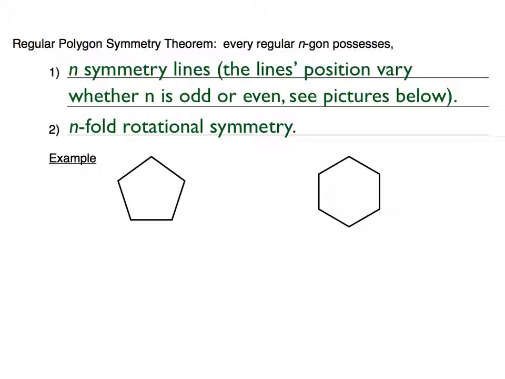Okay. So here are our two types of symmetries. We have talked about both of these before. We have rotational symmetry and we have our reflection symmetry, over symmetry lines. And so number one here says that we have n symmetry lines, or those lines of reflection, that map the same part of the shape onto itself.